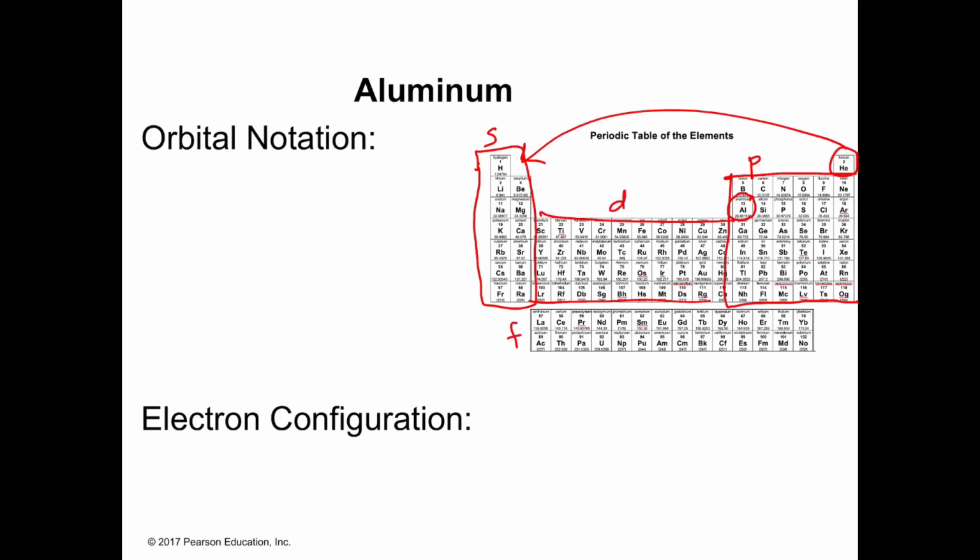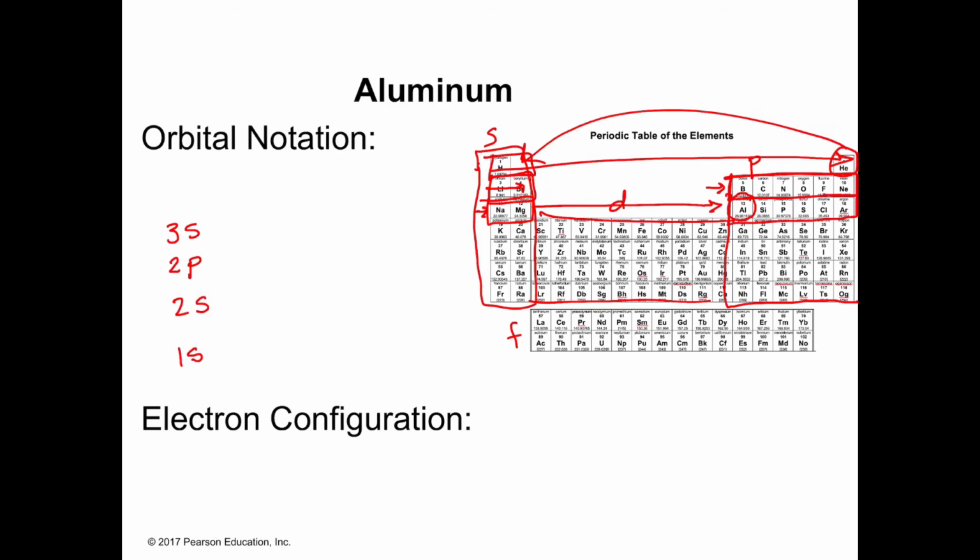So if we do aluminum, which hopefully we can all do by now, aluminum is not in the 1s, right? So we write down 1s and we keep going. Nothing else in the first energy level. So then we go to the second. It's not in the 2s. So we write it down and keep going. It's not in the 2p. Write it down, keep going. Not in the 3s. So we write it down and keep going. And then we hit it: aluminum is in the 3p.